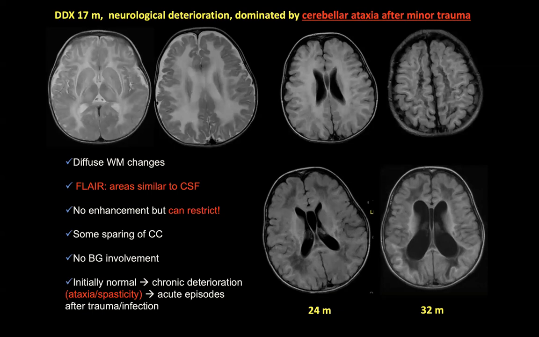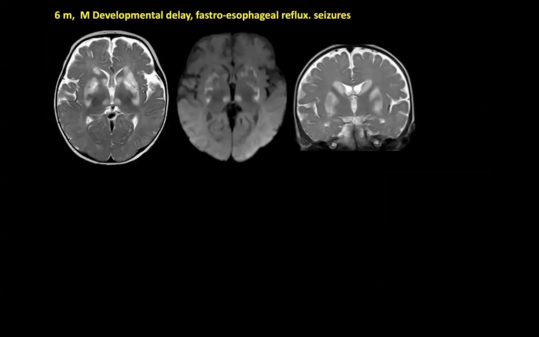And remember the clinical course: a child initially normal with, after minor trauma, progressive deterioration characterized by ataxia and spasticity, and then a more acute episode associated with trauma and infection, going on to progressive degeneration. This is vanishing white matter, and we have the gene that is called EIF2B. So you see something like that.